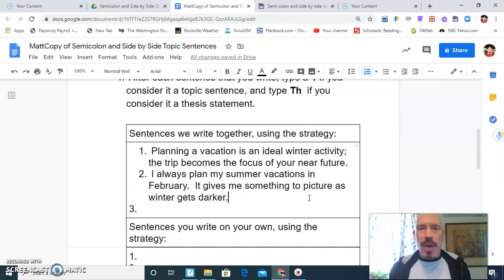So that's how you write side-by-side or semicolon sentences. It's really just using the first independent clause to state your occasion for writing, and then the second independent clause or the second sentence is really what are you actually going to be writing about? What are you emphasizing? What's your position? Okay? I think that works. Take care.